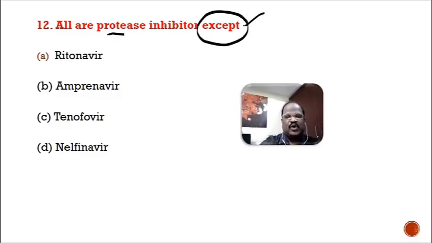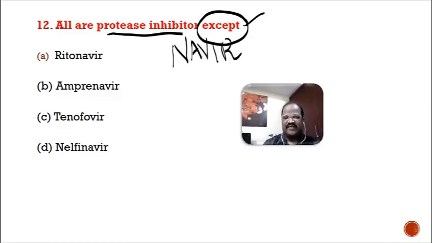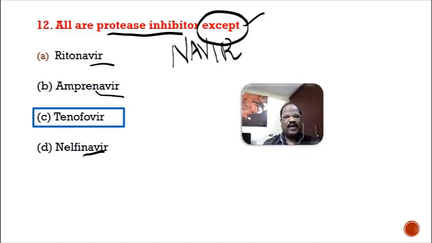First point you should know, protease inhibitor means always their names will end with a suffix called navir. For example, saquinavir, indinavir, like this. So here navir is there, navir is there, navir. So the right answer is tenofovir. Tenofovir actually comes under NRTI. Actually, all the NRTIs are nucleoside reverse transcriptase inhibitors, whereas tenofovir is the nucleotide reverse transcriptase inhibitor. Anyway, the answer for this question is tenofovir.